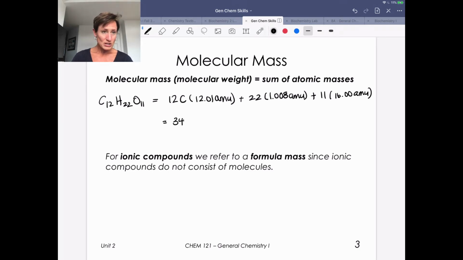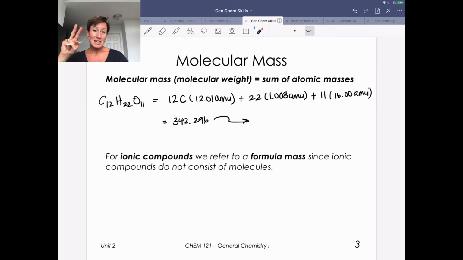You get 342.296. That's what my calculator tells me. When we do significant figures, when we're adding things together, I need to look at the number of digits to the right of the decimal place. I've got 2, 3, and 2 there, so I'm limited by the fewest number of significant digits to the right of the decimal place, which means I have to limit this to 2 significant figures to the right of the decimal place. So rounding this takes me to 342.30, and my units for this are going to be atomic mass units.